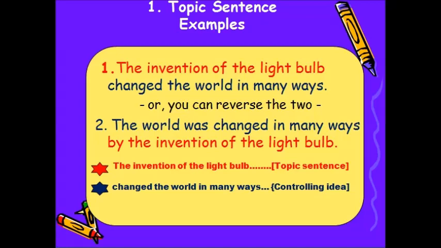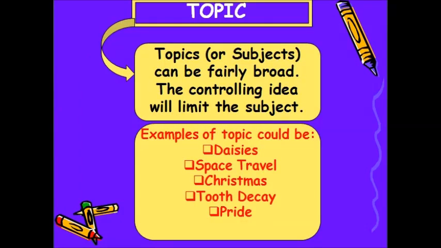You can reverse the two. The world was changed in many ways by the invention of the light bulb. The invention of the light bulb is the topic of the sentence, and changing the world in many ways is the controlling idea. Topics or subjects can be fairly broad. The controlling idea will limit the subject. Examples of topics could be daisies, space travel, Christmas, tooth decay, and pride. We will show in the next slide how these broad topics will be limited by the controlling idea.